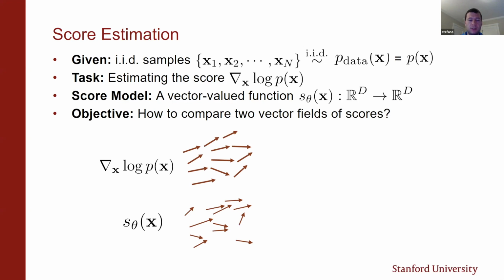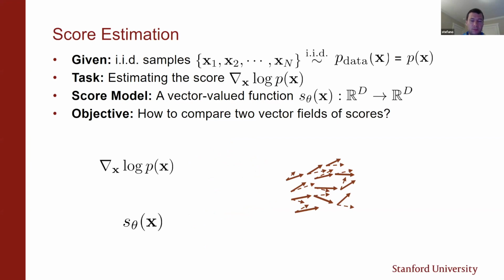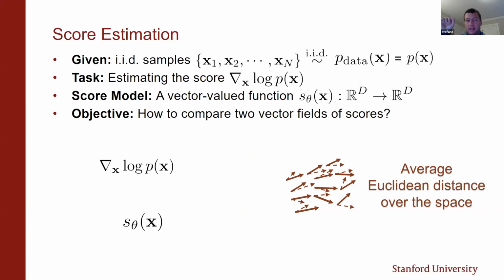Right, and so the idea is that there is a true underlying vector field of scores that we actually don't even know. There is our model, and we need to figure out whether these two objects are close to each other or not. And one simple way to do it is to basically overlap them. We can look at every point. What is the difference between our estimated gradient and the true one? And maybe we can take the average of their distance over the whole space. And that's a reasonable objective function to compare these two objects.